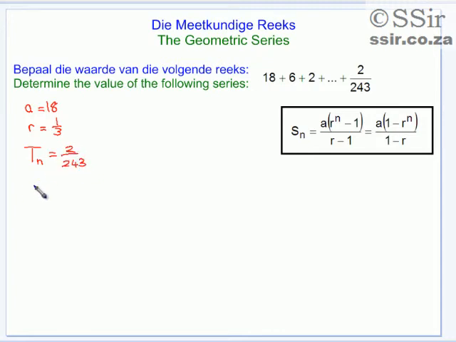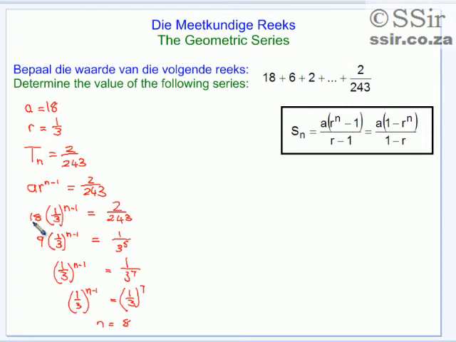The nth term we can also write as a r to the power of n minus 1, and this equals 2 over 243. We have the value of a, we have the value of r, so from this equation we can solve for n. If I substitute a and r, 18 times a third to the power of n minus 1 equals 2 over 243. Be careful here not to multiply 18 by a third, because a third is raised to the power and the 18 must not be multiplied by the base only. What we can do, however, is divide left and right by 2, and then we get 1 over 243, which is 3 to the power of 5, and 18 divided by 2 is 9.